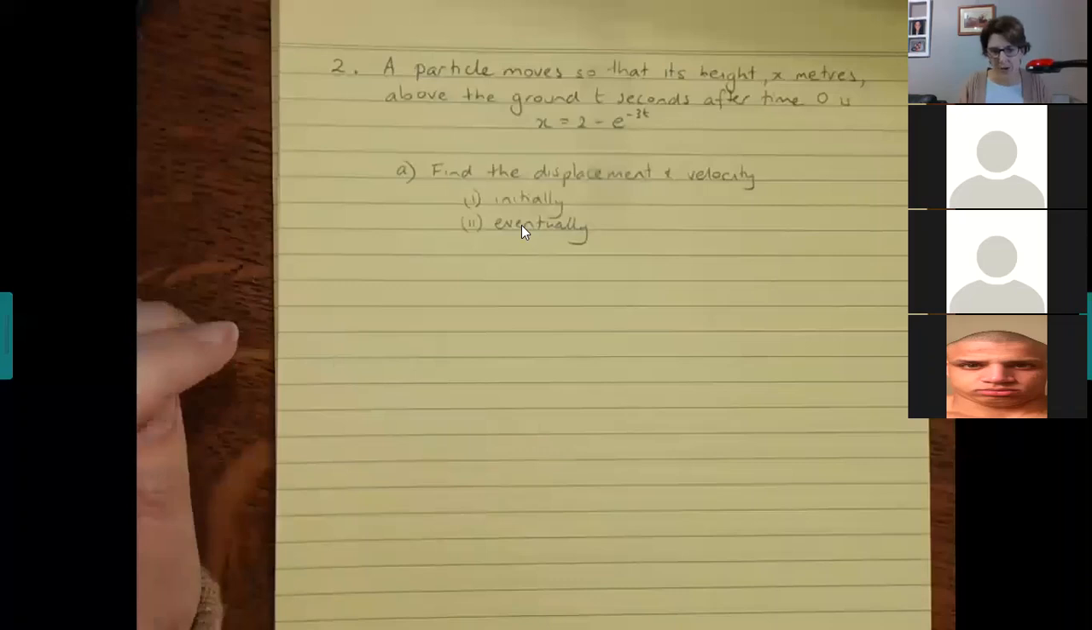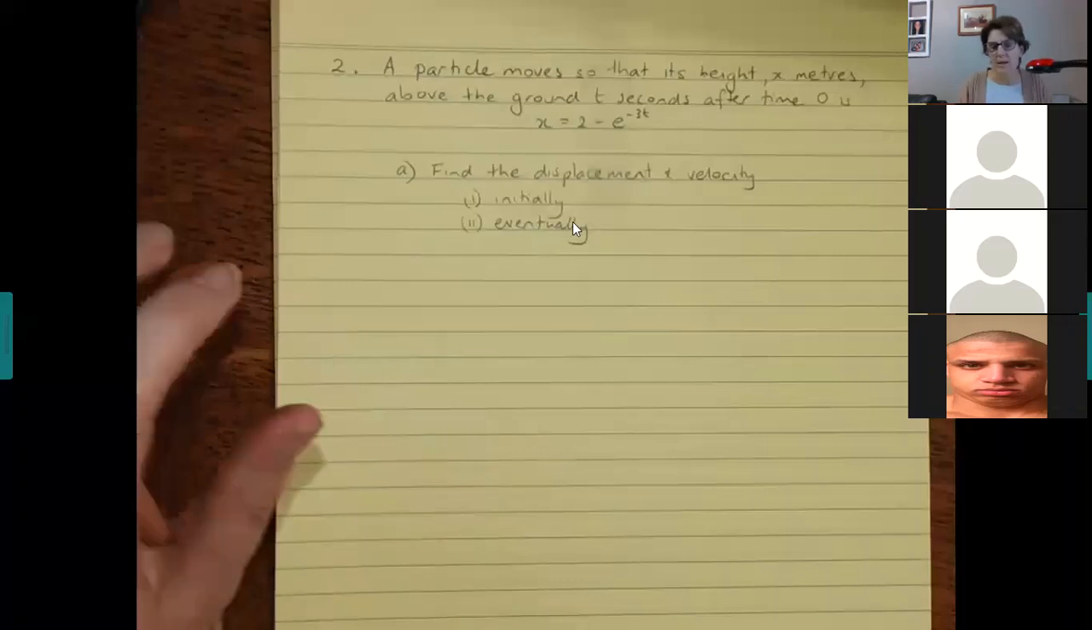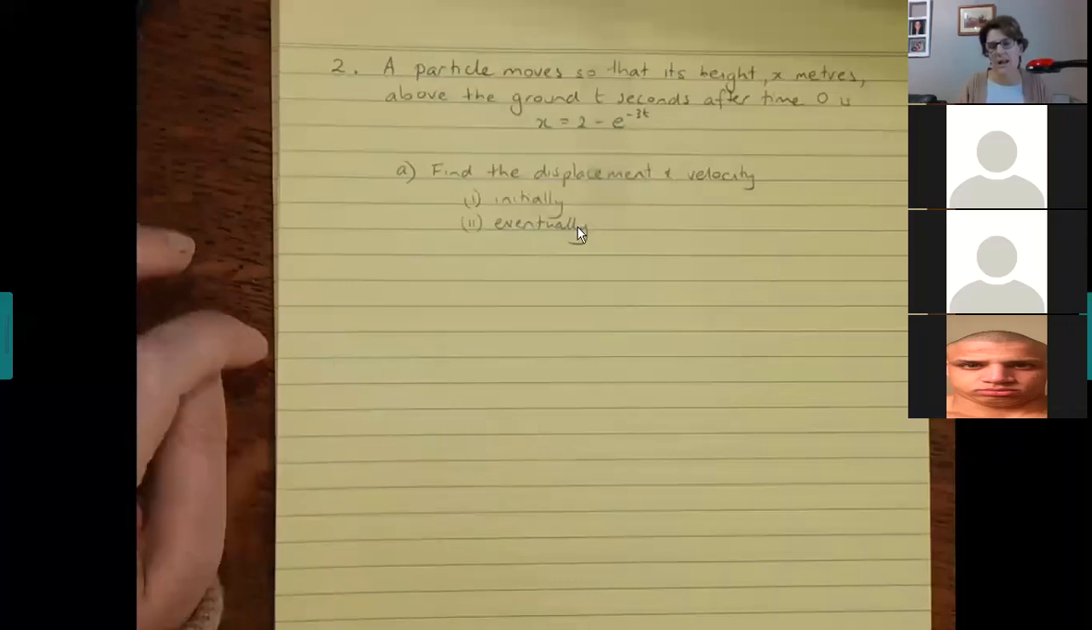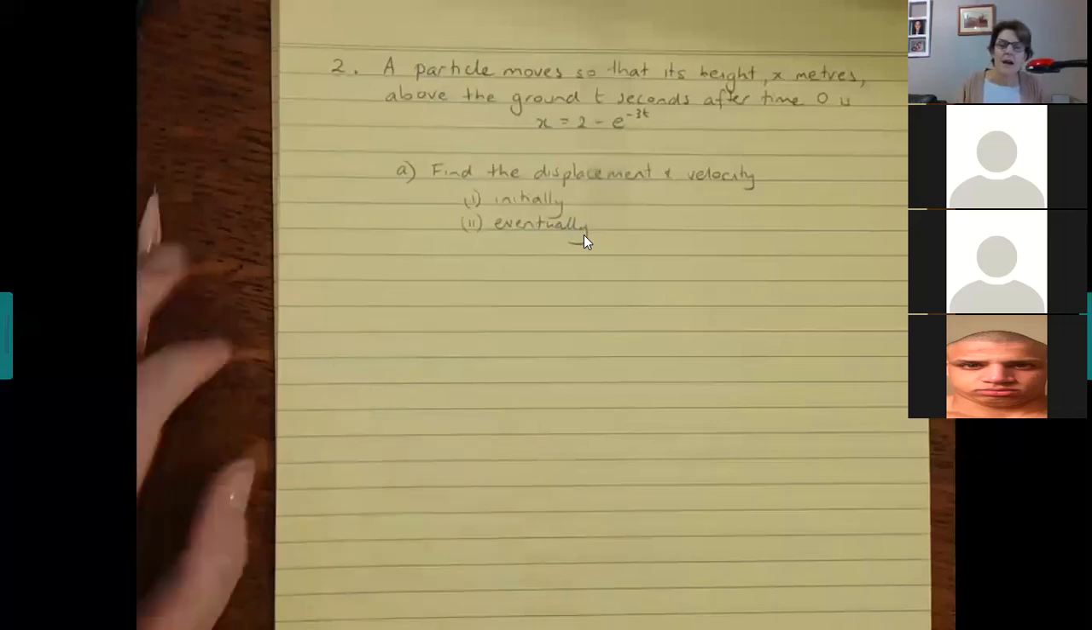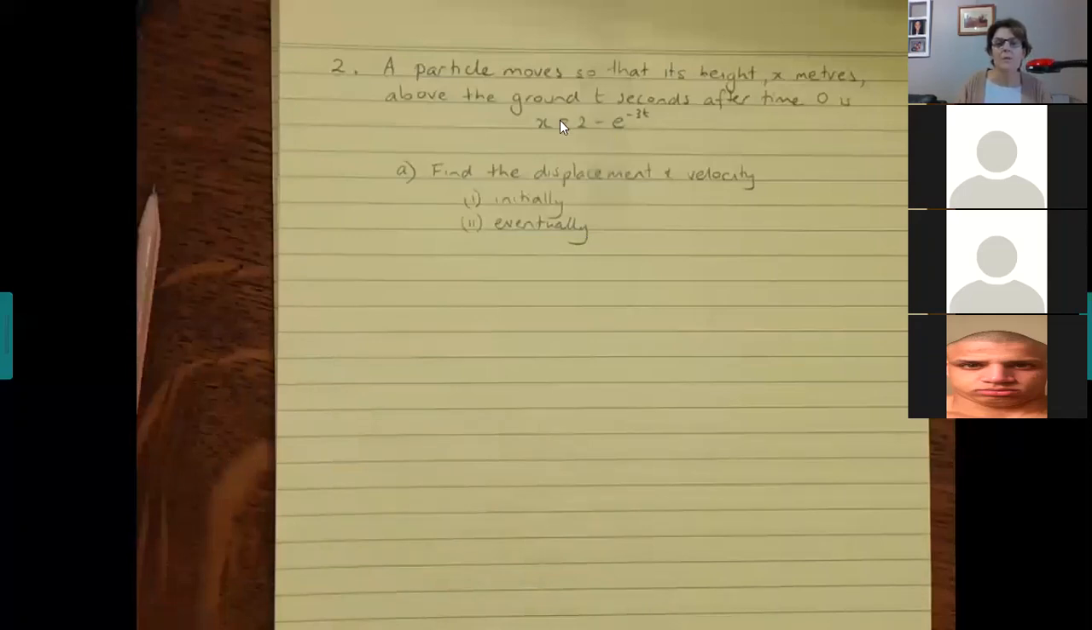So yeah, the word eventually is something we need to do a bit of work on today and think about. We're going to be looking at graphs of displacement, velocity, acceleration, etc. And again, that interpretation of what they mean. Okay, so hopefully the two more examples that we have today will really clear things up for you.